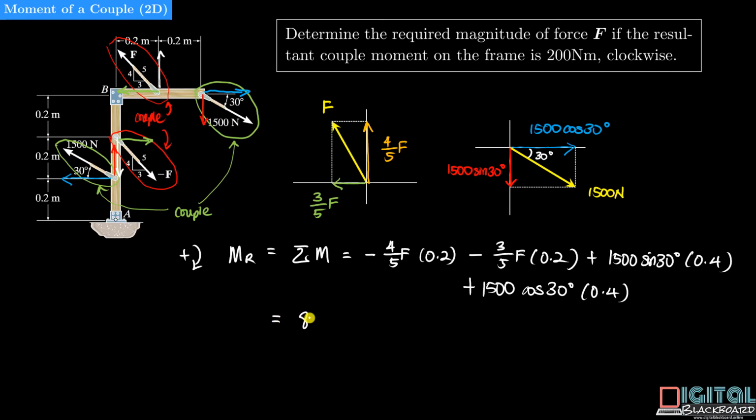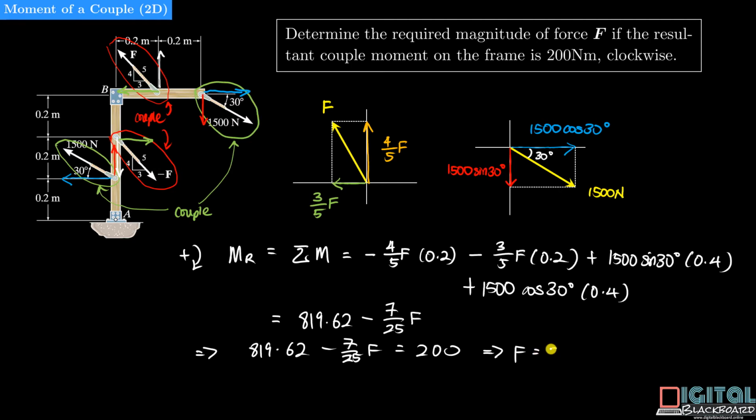And we end up with 819.62 minus 7 over 25F. According to the question, this has to be equal to 200 Newton meter. So this implies that 819.62 minus 7 over 25F is equal to 200. And if you were to solve for F, that will give you 2212.93 newtons, which is around 2.21 kilonewtons, to three significant figures.